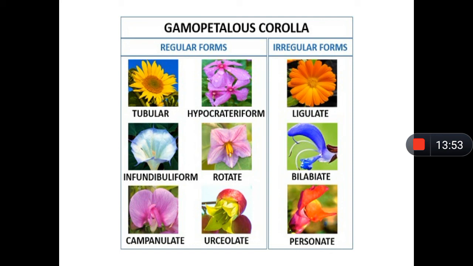Then in irregular forms, ligulate, bilabiate, and personate. Ligulate, another example. Bilabiate, where we can see these 2 lip-like structures, and personate, where the petals are fused at the tip and at the base. So these are the examples of gamopetalous corolla.